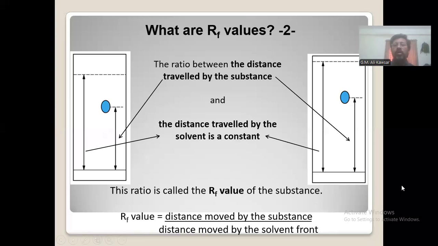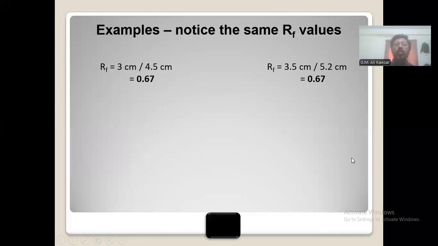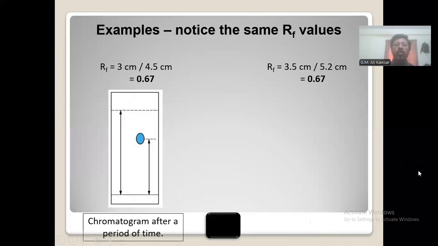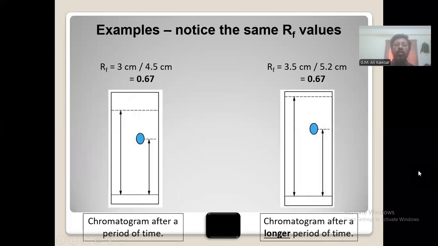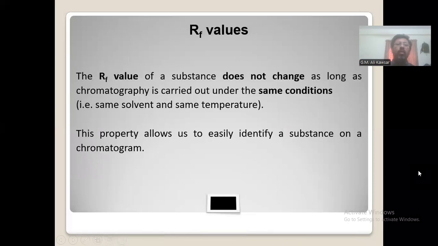I'm changing the slide now. Just go through it. Here the temperature and solvent should be constant for a particular RF value given.